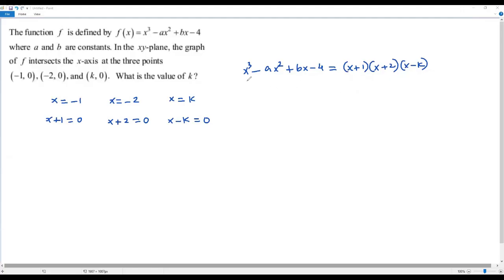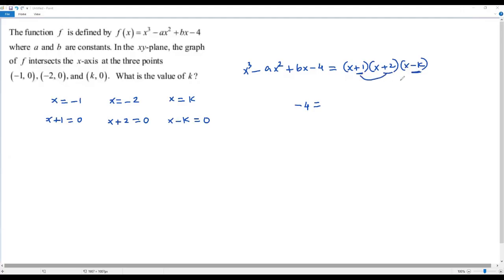Okay, here the polynomial is equal to the product of 3 linear expressions. Since this polynomial is equal to the product of 3 linear expressions, the constant we have on the left side must be equal to the constant we get when I multiply the 3 linear expressions. Okay, let me consider the constant on the left side, that is negative 4. Now to get the constant on the right side in the product of these 3 linear expressions, we have to multiply the constants over here, positive 1, positive 2, and negative k.